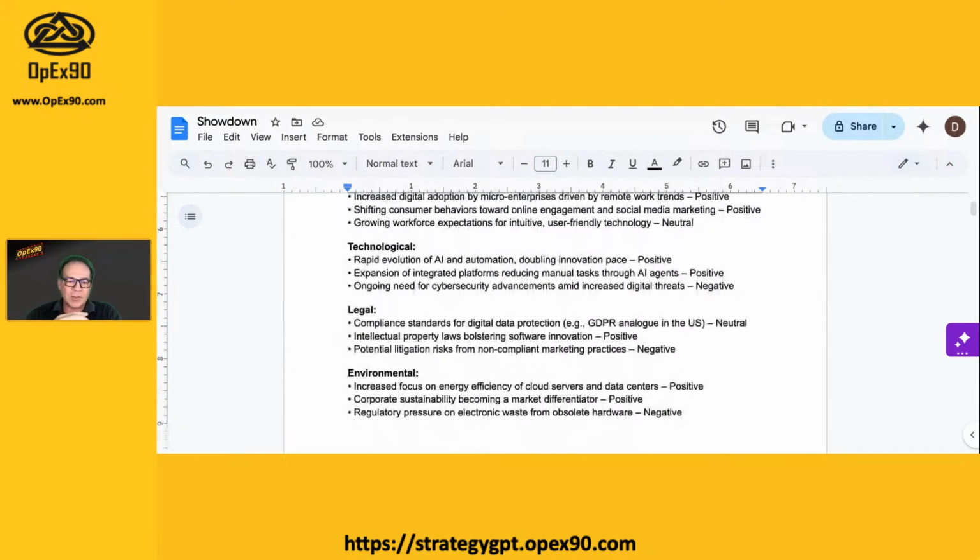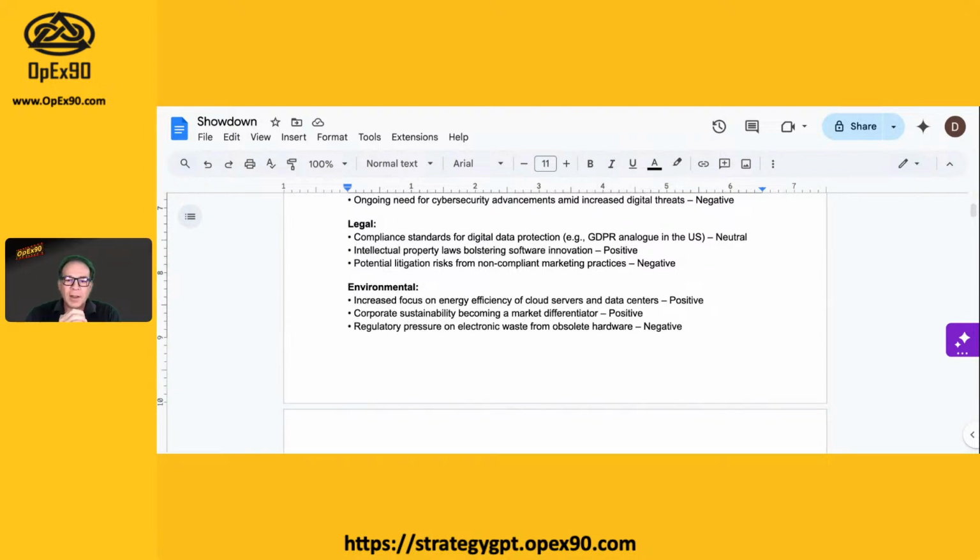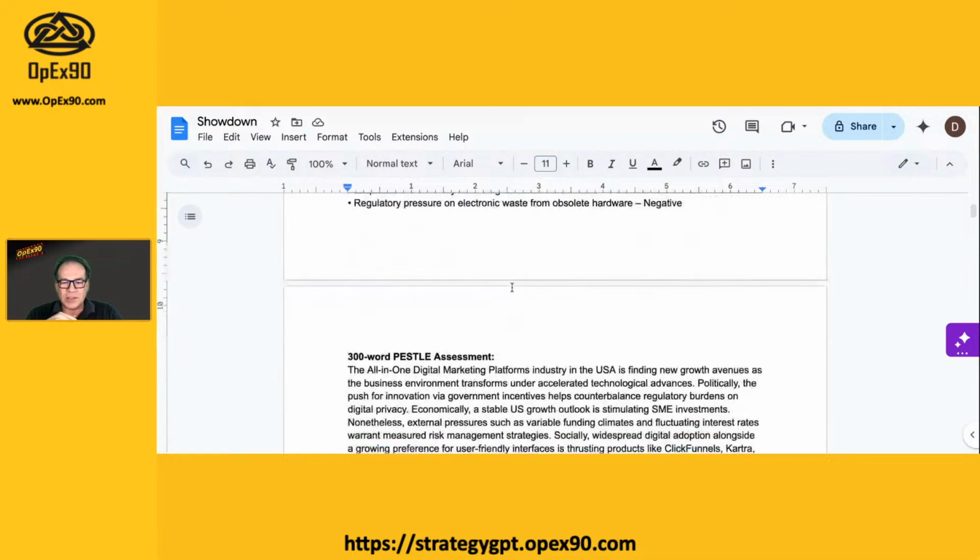The technology, there's a lot of great stuff there, right? Rapid evolution of AI and automation. It's doubling the pace of innovation here. Expansion into these integrated platforms with these AI agents. So when you think about these platforms, the integration, AI, you're going to notice even in a micro business, if there's not AI built into it to help you build your funnels, build your websites, analyze your data, you're way behind the eight ball, right? Legal things here, not too bad, although we know that digital rights and privacy is going to be a big deal.